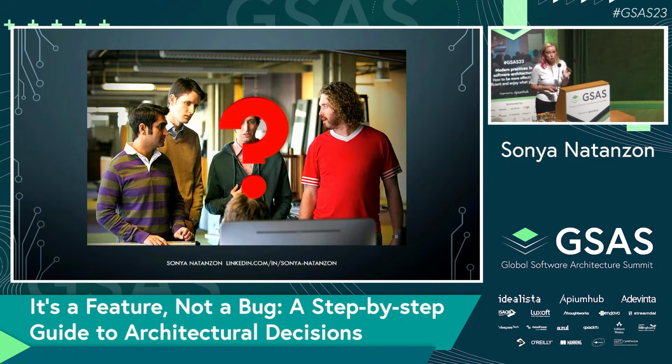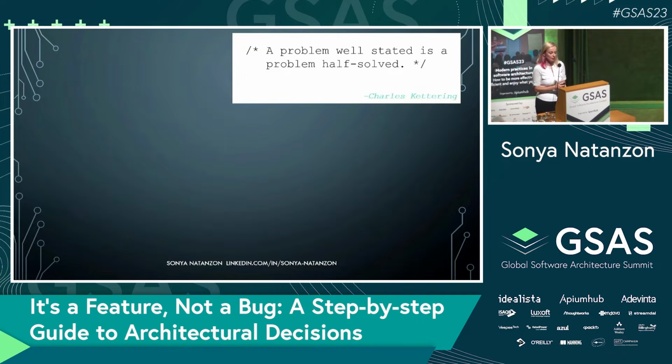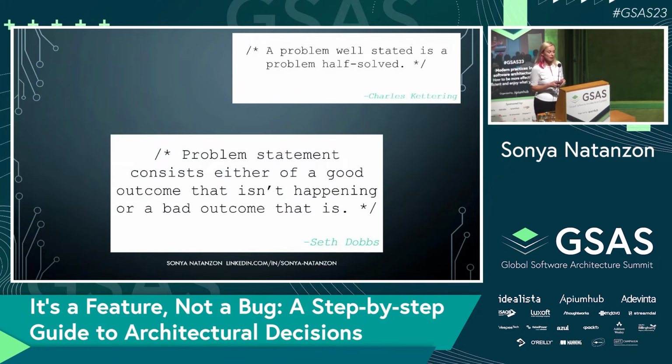So before you go to any solution, formulate a problem statement. It's a foundational step to everything that's going to happen afterwards. A problem statement gives you a clear goal, a North Star, where you can question every solution with, how does it help me address this problem? Charles Kettering, who was head of GM research, said that a problem well stated is a problem half solved. So how do you state a problem well? There's a simple heuristic coined by Seth Dobbs that says a problem statement has either the good outcomes that aren't happening or the bad outcomes that are. That's it. That's all it needs, and we can practice it right here.